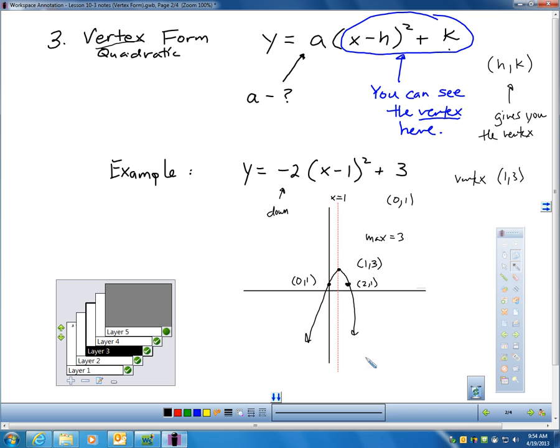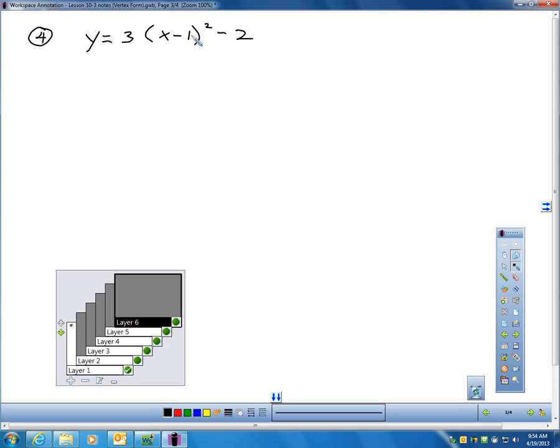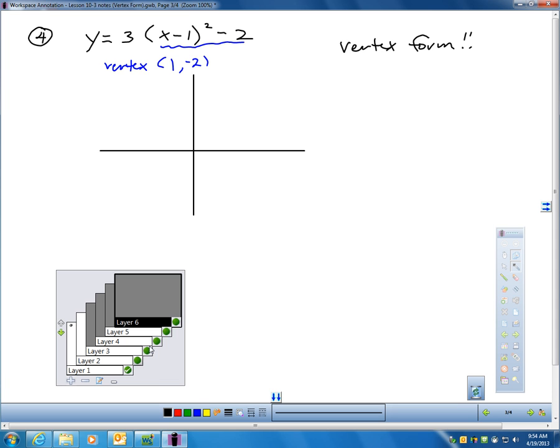So I've done all the things I've asked you to do any time for graphing, or sketching, I should say, a parabola. I labeled the vertex, I labeled the axis of symmetry, I labeled 2 other points, and I labeled if it's a maximum or minimum. Pretty simple. Here's another one. I want to graph this in vertex form. This is actually from page 670, part of the assignment, problem number 4. Okay, so step 1, there's my vertex. It's 1, negative 2.